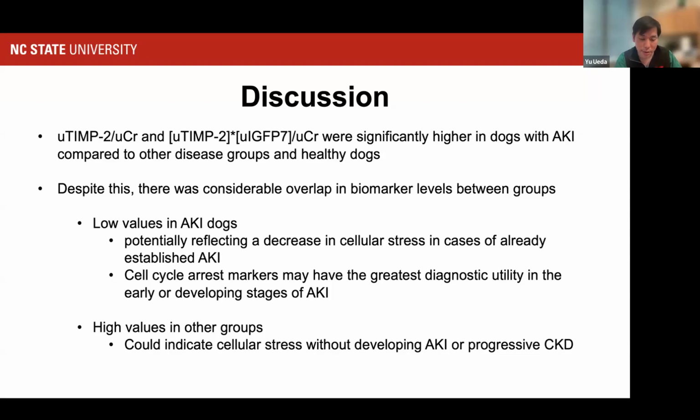What about the high values in the other groups? That could be just errors in the measurement, but it could also indicate cellular stress. These patients might have actual cellular stress in the tubule cells without developing AKI. After stress, they may conserve energy, not get the injuries, and just recover from the stress. Or they might have progressive CKD, with ongoing stress on the kidneys, especially in the CKD group. So that might be another reason the CKD patients also have high stress markers.